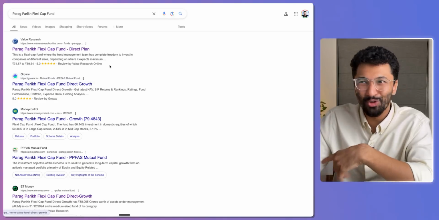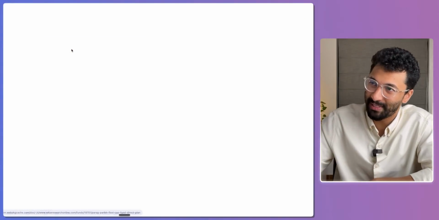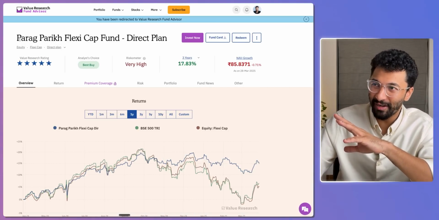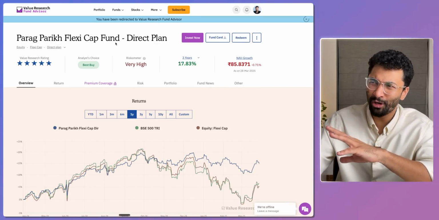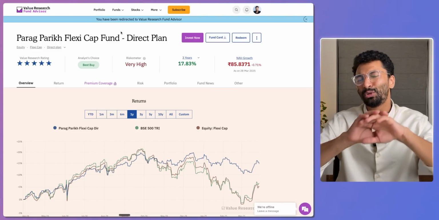Now there are other websites too, but I just find the interface of Value Research the best amongst the mutual fund data websites. So once I go to Value Research, you will notice that I see the fund name right away. A lot of things are happening here. It's called a direct plan and all of that. You can see a lot of graphs. Just ignore all of that.